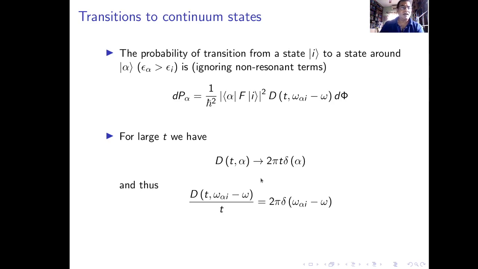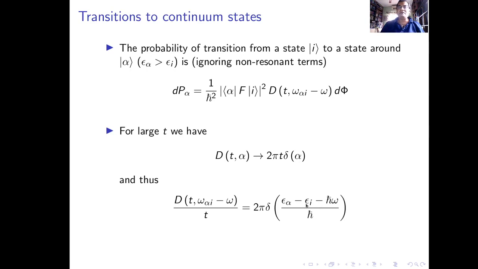So for very large values of t, this quantity dt(omega alpha I minus omega), which is sitting here, over t simply becomes 2 pi delta(omega alpha I minus omega). Now just remember that omega alpha I minus omega is nothing but (epsilon alpha minus epsilon I) by h cross, minus omega. So when you bring this in the numerator, it becomes minus h cross omega here. So this is what dt(omega alpha I minus omega) behaves like for large t, just like a delta function.